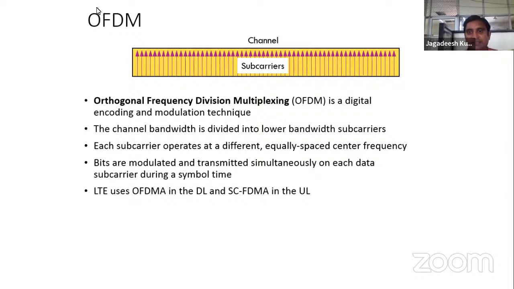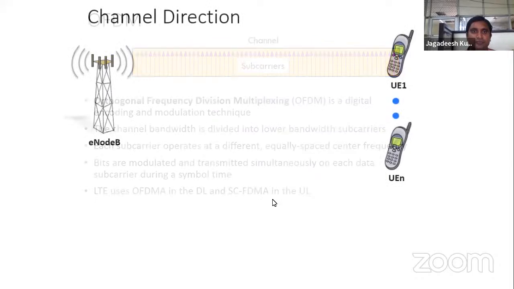So the channel bandwidth is divided into lower bandwidth subcarriers. Each subcarrier operates at a different, equally spaced center frequency. Bits are modulated and transmitted simultaneously on each data subcarrier using a symbol time. So, like I have previously told, the OFDMA technique will be used in our downlink, and single carrier FDMA will be used in our uplink transmission.